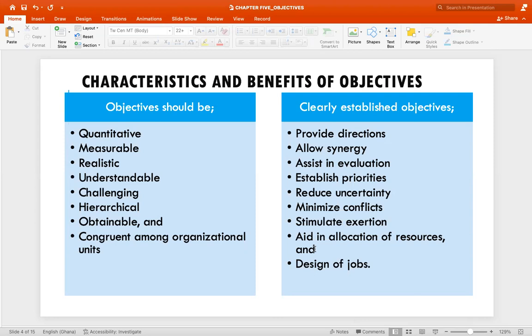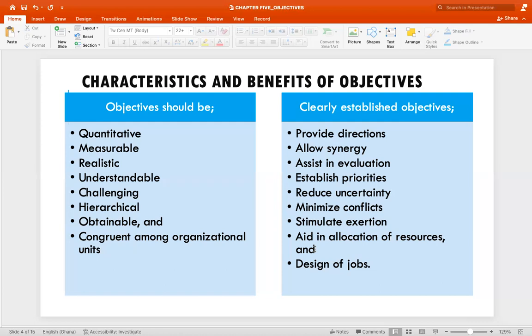Closely, it helps in the design of jobs. So once we know our objectives, we can then design jobs and give out assignments that will help in the attainment of the targets or the objectives that we have set. Okay, so these are the characteristics. At the right-hand side are the characteristics. On the left-hand side, we have the benefits of having objectives or setting objectives in an organization.